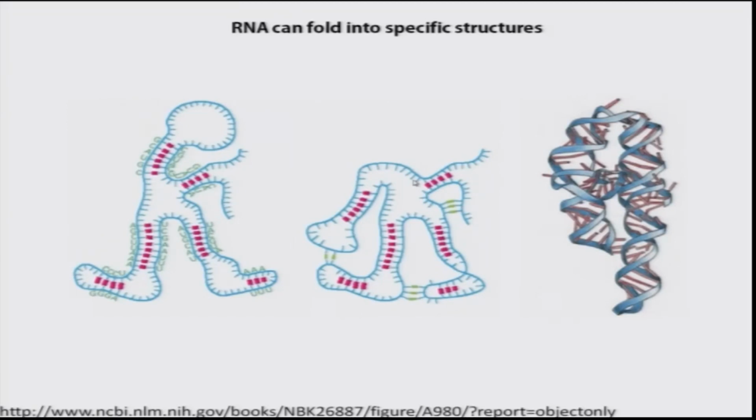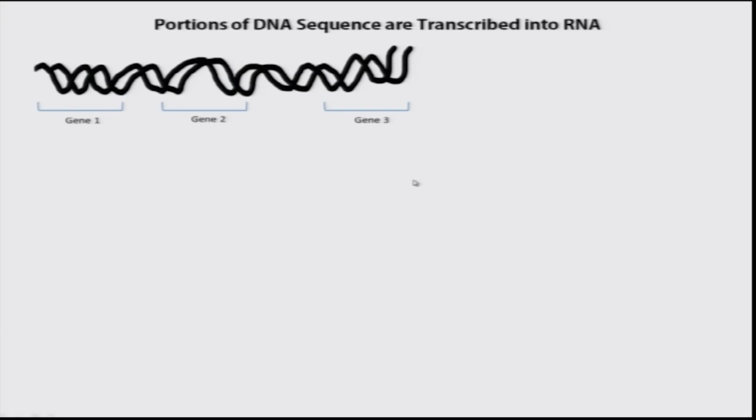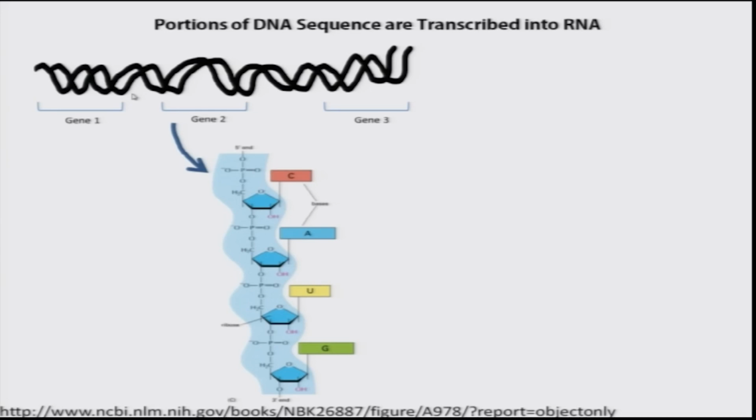For example, tRNA or ribosomal RNA and many other RNAs function with the structure that they get because of the sequence that they have. Now, as I explained, portions of the DNA sequence are transcribed into RNA, which you call different segments, gene 1, 2, 3, and so on. One of the segments is copied into an RNA that would have the complementary sequence of this strand that serves as the template.